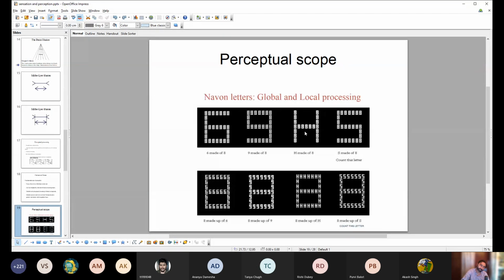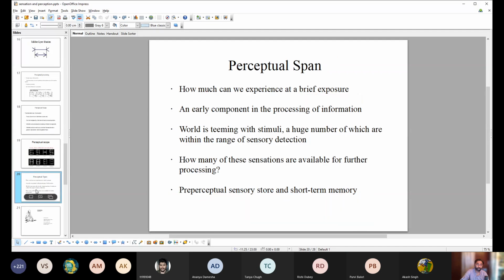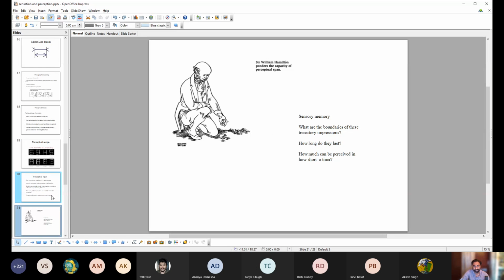But both are hierarchical letters, and if perceptually you are attending to the global level, then it's called zoomed out or global processing. Or if you're attending perceptually at the local level, then it's zoomed in or local processing. This is a completely perceptual task, but it shows that perceptions or stimuli themselves are hierarchical in nature most of the time. Clear? Any question on this? No? Okay.